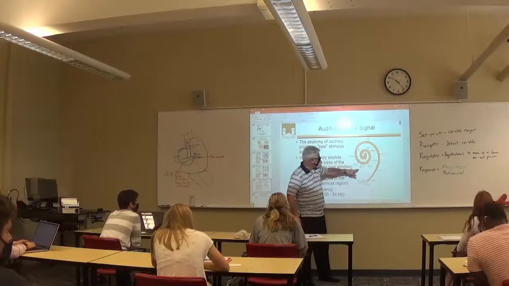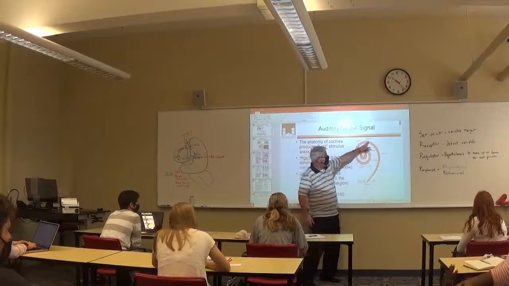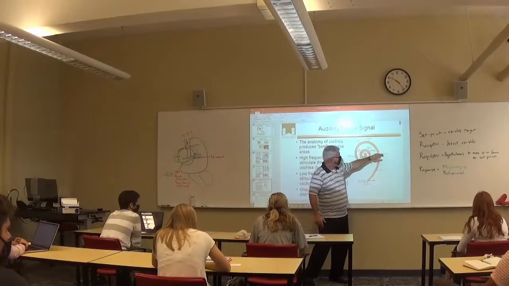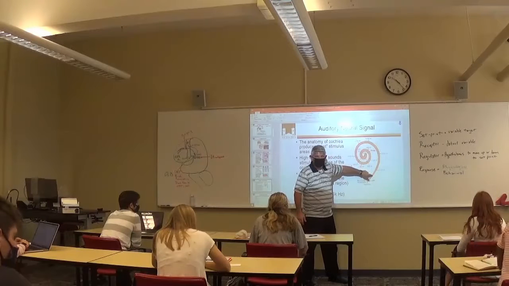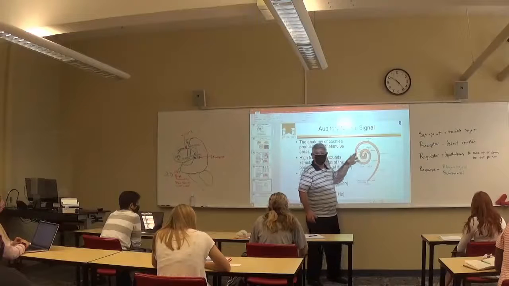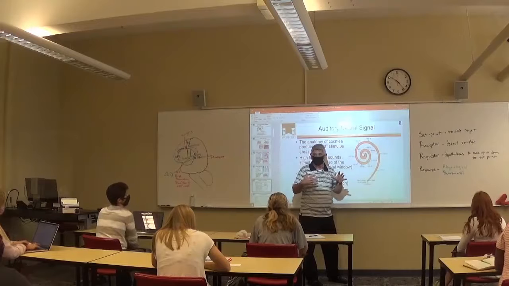And so if it's a 400 hertz sound, it's only going to be here. If it's a 4,000 hertz sound, it's only going to be here. If it's a 10,000 hertz sound, it's going to be way out here. So that's a labeled line. Which neurons are active represents a frequency.